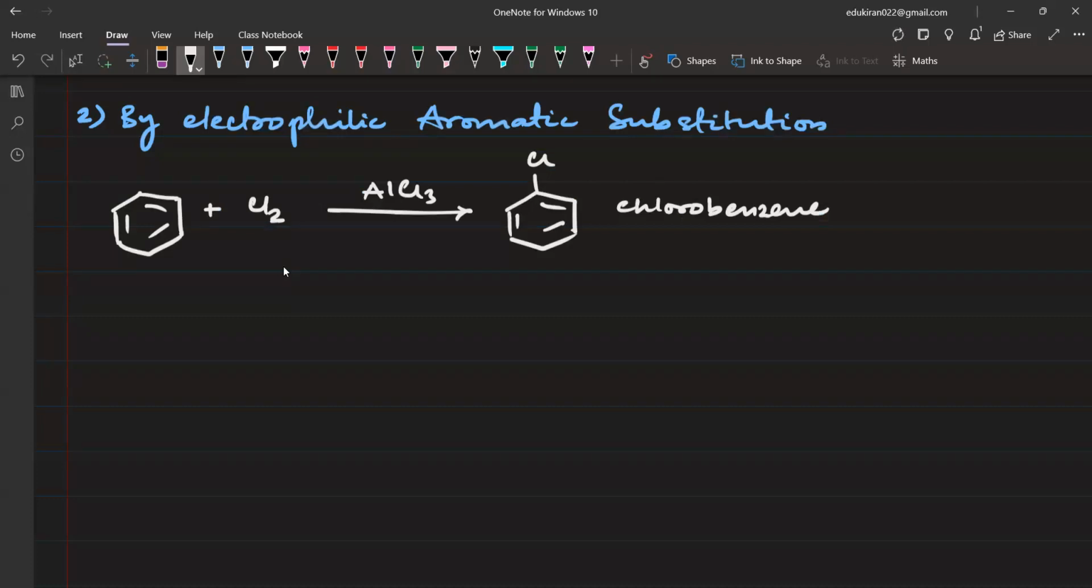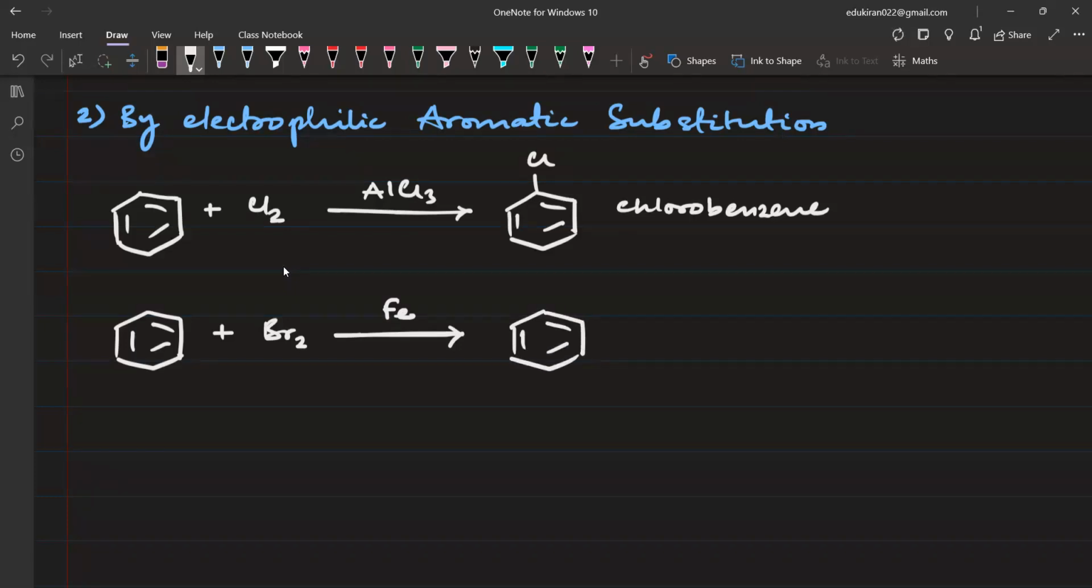Now, for Br2, what you need to do is take benzene plus Br2. You can have only iron, because if you are taking Br2, in the presence of iron you will get FeBr3, and that can act as a catalyst. So you can take only Fe or FeBr3, both of these, and you are going to get Br here. Both of these are the same: this is bromobenzene and that is chlorobenzene. All the carbons are the same. It is not that chlorine will go here and bromine will go there. All the carbons are the same. I hope you can see that now.